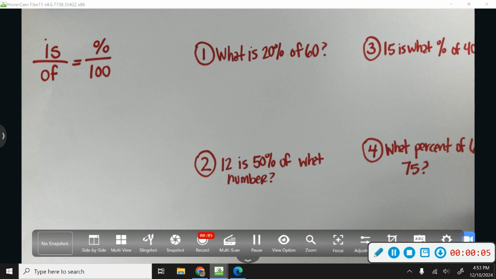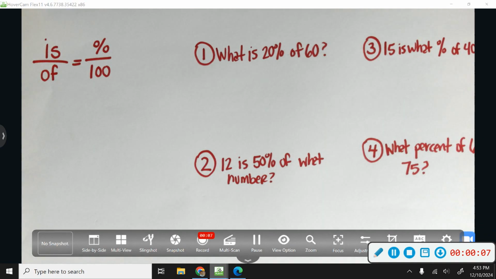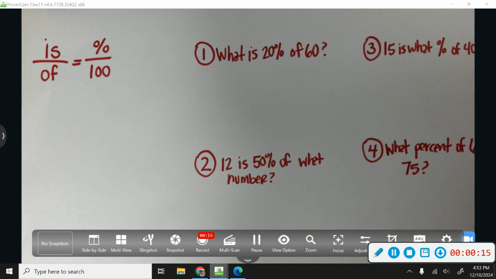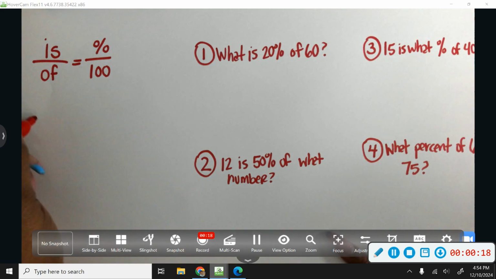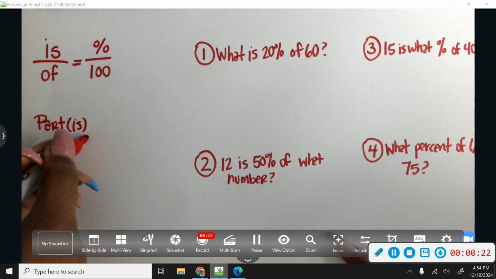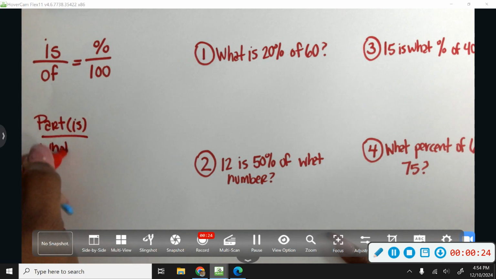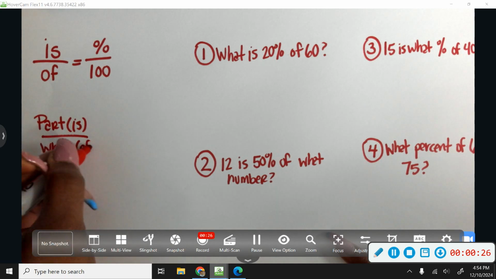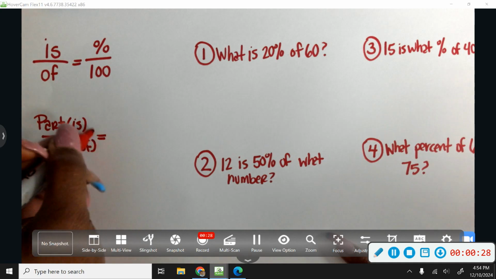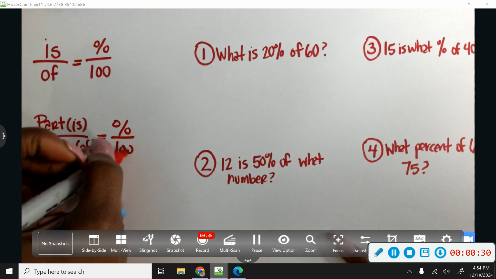Okay, so let's look at a little bit more percent problems. After today, I feel like we need a little bit more help. So let's go ahead and look at this. First, we're just going to look at the "is over of," which is the same thing as my part over my whole, is equal to percent over 100.